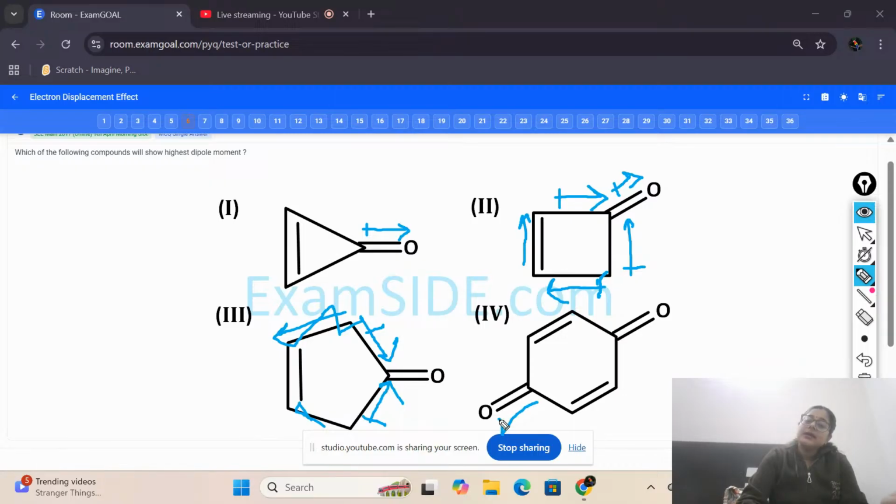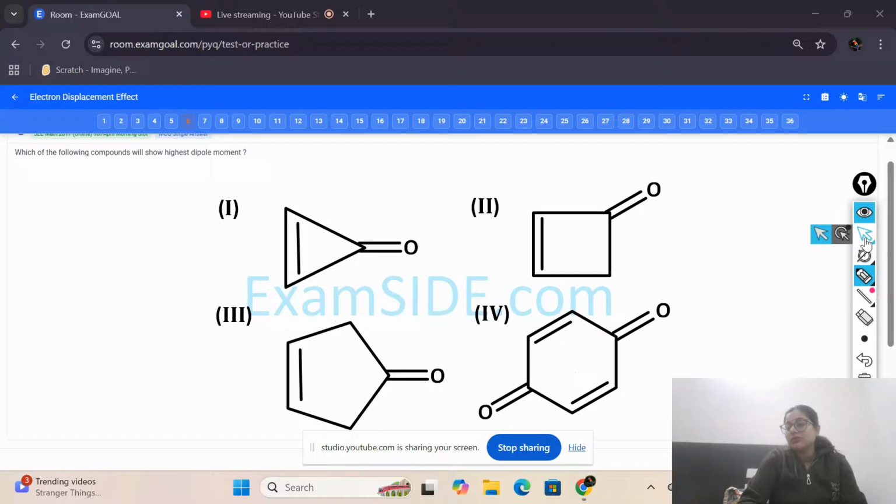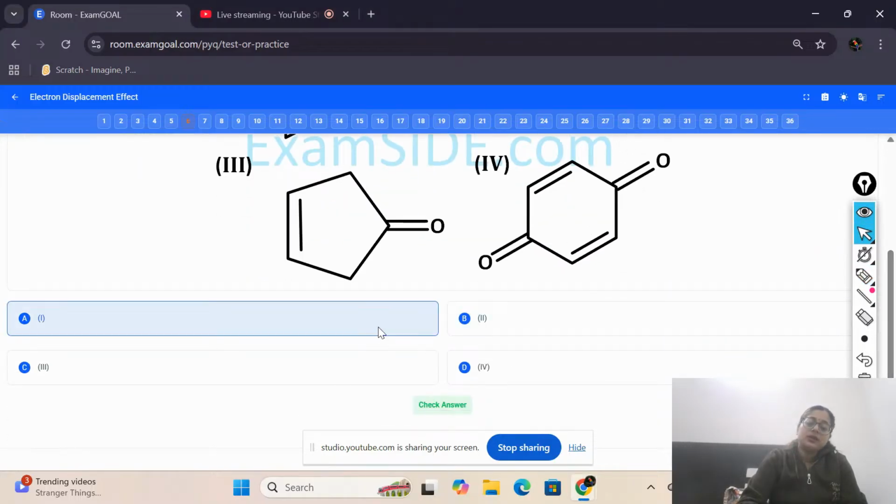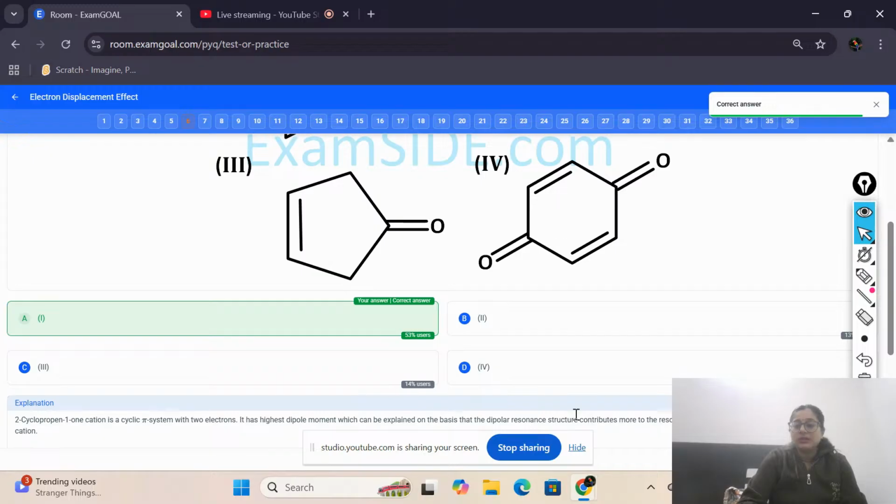Again, here the dipole moment is shifting toward this side, and the dipole moment is shifting toward this side as well. The dipole moment is still zero because of the symmetrical electronegativity difference among the two directions. So option 1 will be the correct answer. So let's discuss option 1 first. So it will be option 1. So check answer. This is all correct.